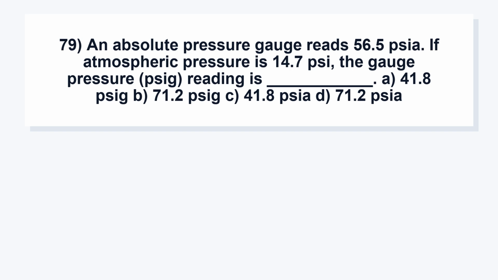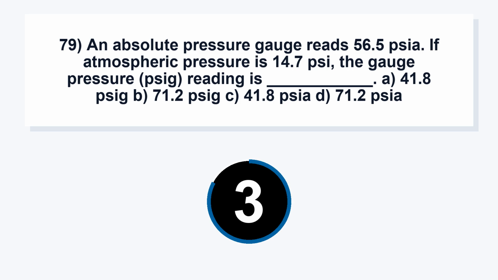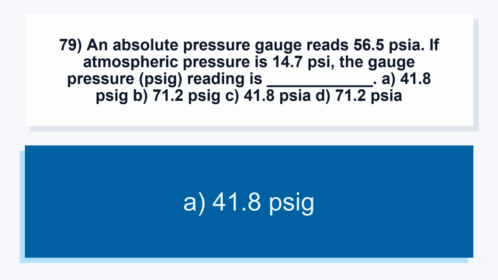79. An absolute pressure gauge reads 56.5 psi. If atmospheric pressure is 14.7 psi, the gauge pressure, psig, reading is blank. A. 41.8 psig. B. 71.2 psig. C. 41.8 psia. D. 71.2 psia. A. 41.8 psig.